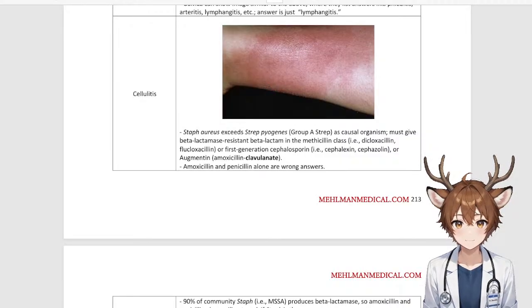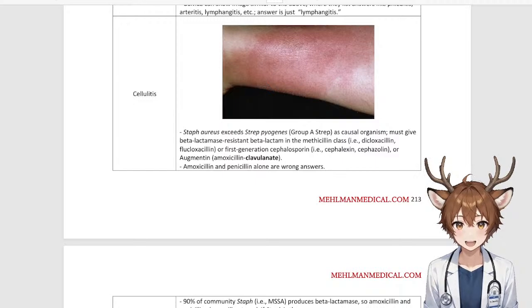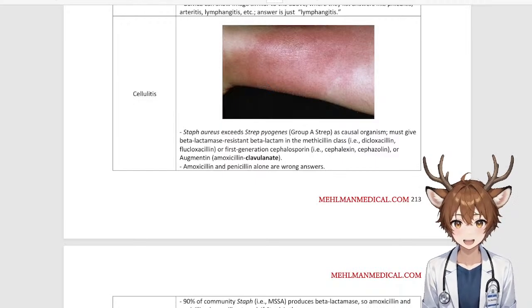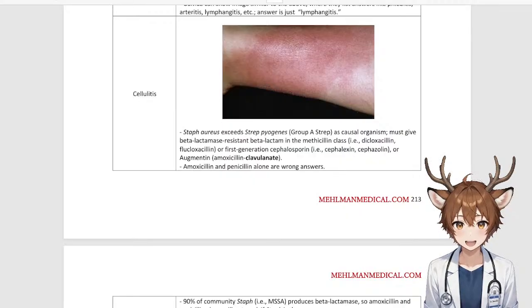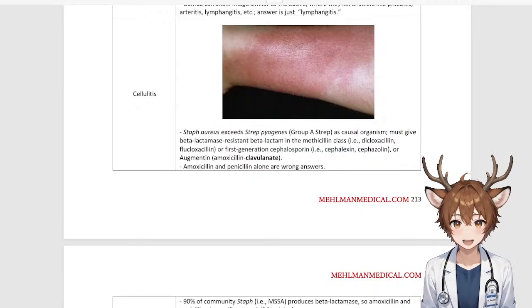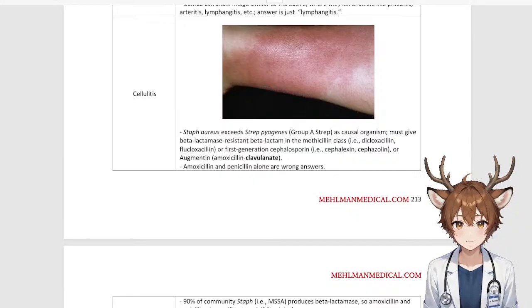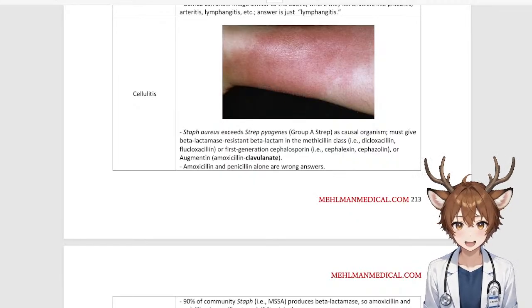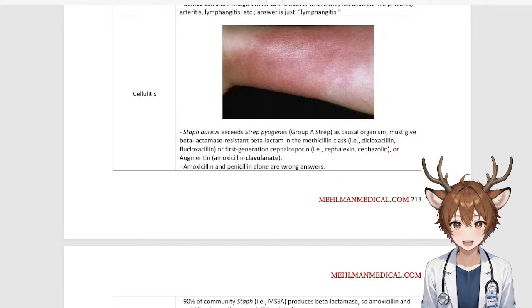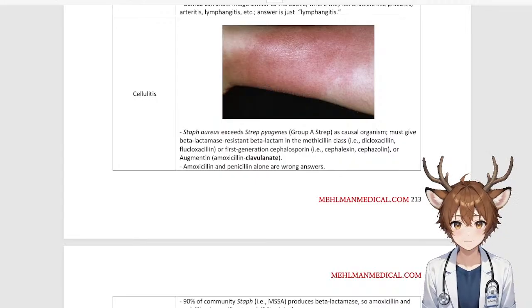Cellulitis. Staph aureus exceeds Strep pyogenes, group A strep, as causal organism. Must give a beta-lactamase resistant beta-lactam in the methicillin class, that is to say dicloxacillin or flucloxacillin, or a first-generation cephalosporin, that is to say cephalexin or cefazolin, or Augmentin, amoxicillin-clavulanate. Now, amoxicillin and penicillin alone are wrong answers. It's the combination that's relevant.